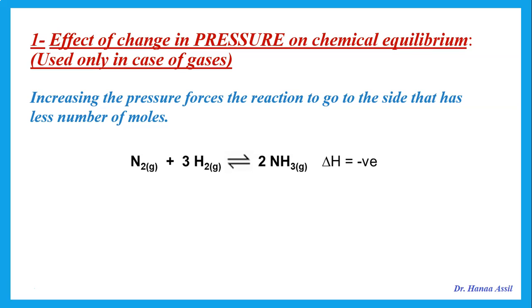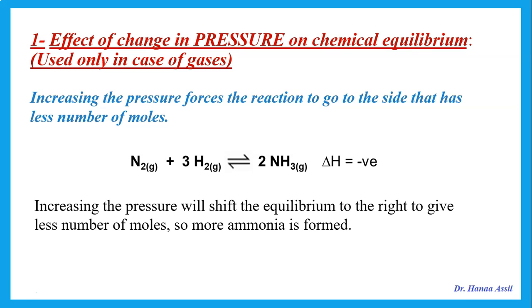So in this reaction, if we go forward, we form 2 moles of ammonia. If we go back, we form 1 mole of nitrogen and 3 moles of hydrogen. And we're saying if we increase the pressure on this reaction, then increasing the pressure means the particles come closer to each other. This becomes more crowded, so it wants to go to the side that will make it less crowded. So it goes to the side that has less number of moles. So in this case, will it go forward or backward? Well, in this case, if I increase pressure, then the equilibrium will shift to the right. That means it will go forward in order to give less number of moles.